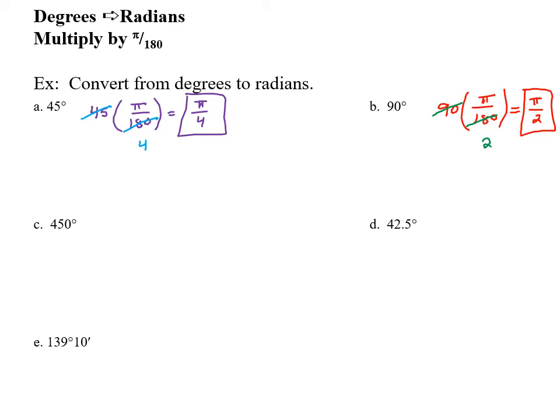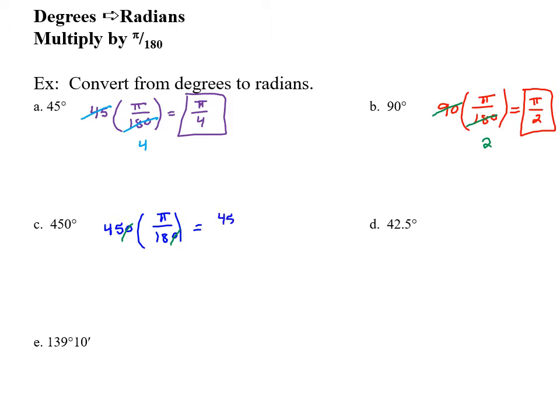We can get into some bigger numbers, like 450. That's okay to do as well. If I did 450, I do the same process. I do 450 times pi over 180. And that one's not quite as easy to simplify, but you might notice there's a 0 on the end of both of them. So they're both divisible by 10.